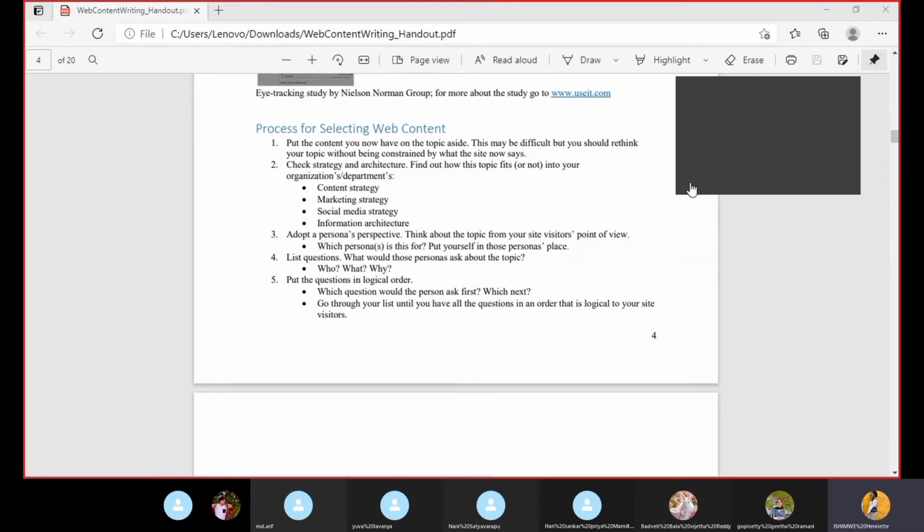So after finding out the topic, you see if the topic you have chosen is relevant to your organization or department, either to the marketing strategy or to the information architecture. Because that content you are going to represent, if you are in a given organization, the content you are providing must not be irrelevant to the organization or department you are working in.